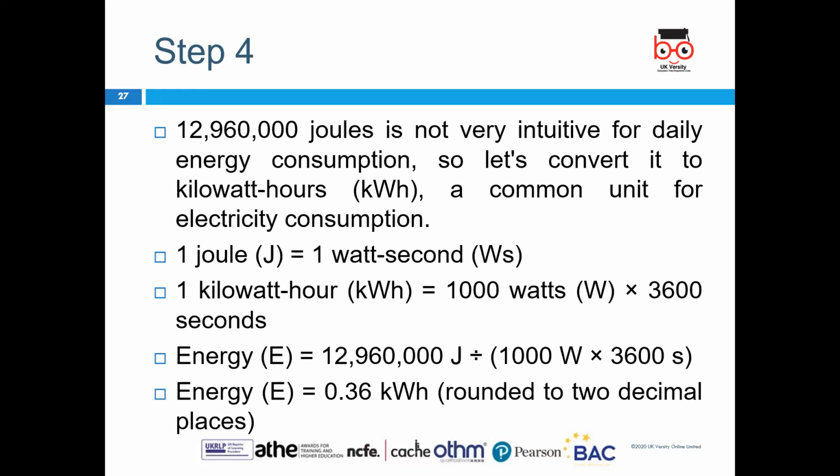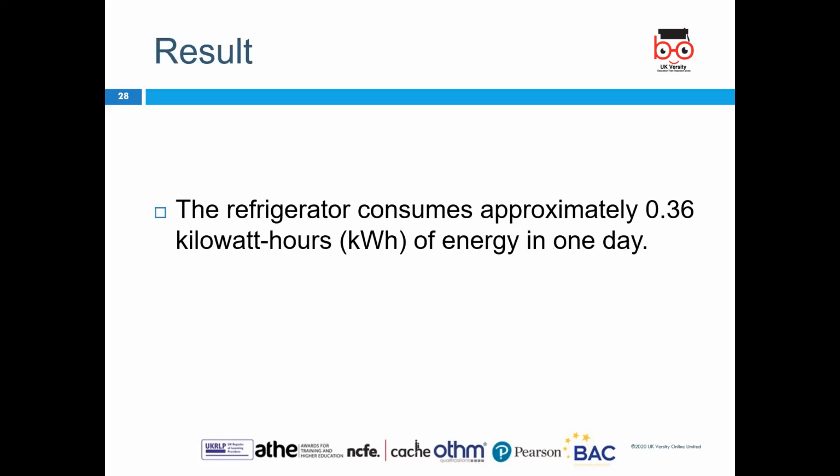So 1 joule is 1 watt second, and 1 kilowatt hour is equal to 1000 watts into 3600 seconds. So energy is 12.96 million joules divided by 1000 into 3600. Your energy is 0.36 kilowatt hours, rounded to 2 decimal places. So this is how you calculate the consumption of your refrigerator per day. Your refrigerator consumes approximately 0.36 kilowatt hours of energy per day.